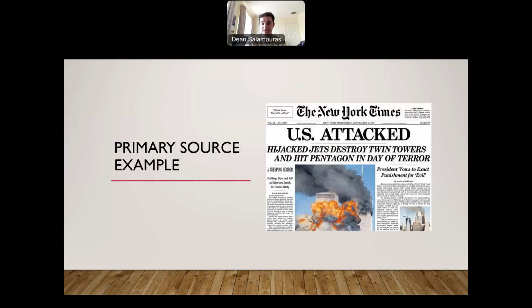And it says "US attacked, hijacked jets destroy Twin Towers and hit Pentagon in day of terror." So this is an article published one day after 9/11. Very, very tragic day that day. But yeah, this was an article published the morning after 9/11, so it's a primary source.